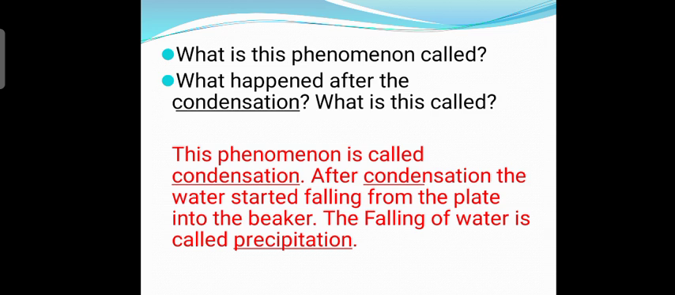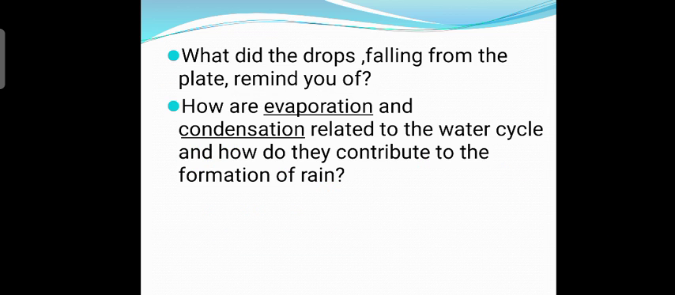And what happened after the condensation? What is this called? After condensation, the water started falling from the plate into the beaker, and the falling of water is called precipitation or rain. What did the drops falling from the plate remind you of? How are evaporation and condensation related to the water cycle, and how do they contribute to the formation of rain?